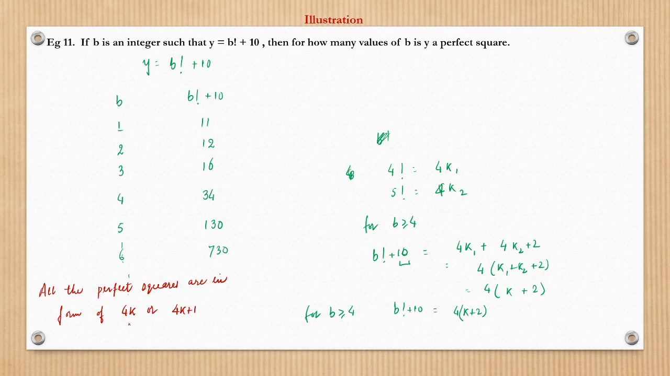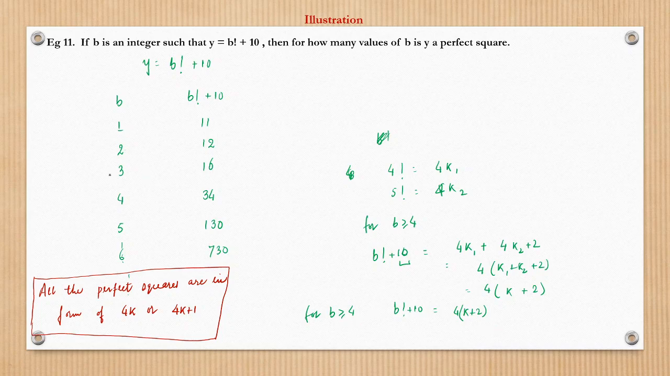If the number is even, it will be 4k. If the number is odd, it will be 4k plus 1. This we have already seen in the chapter on number system, so I hope you would be knowing this. A perfect square is in the form of 4k or 4k plus 1, whereas b factorial plus 10 is coming in the form of 4k plus 2. So for b greater than or equal to 4, it will not be a perfect square.